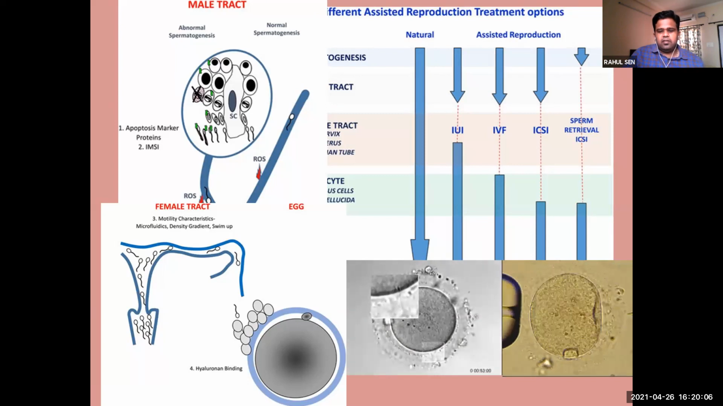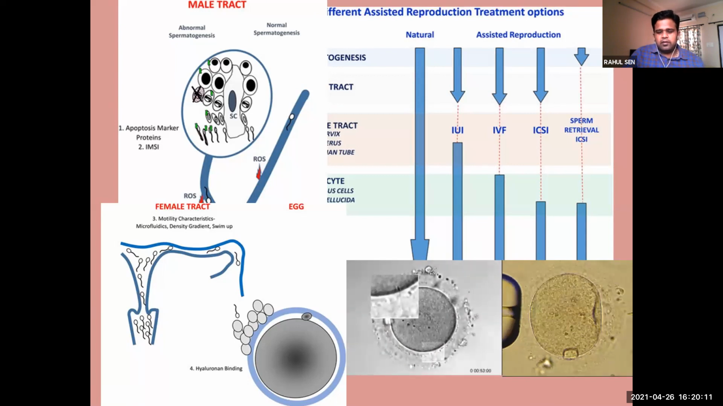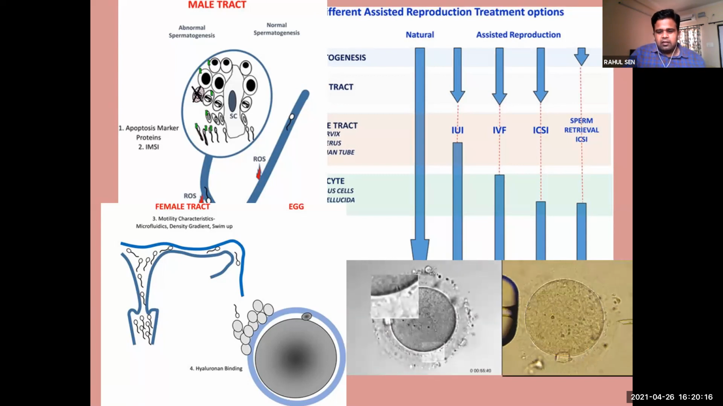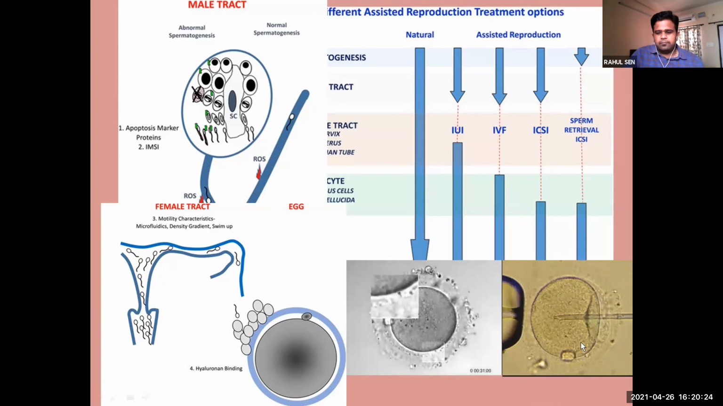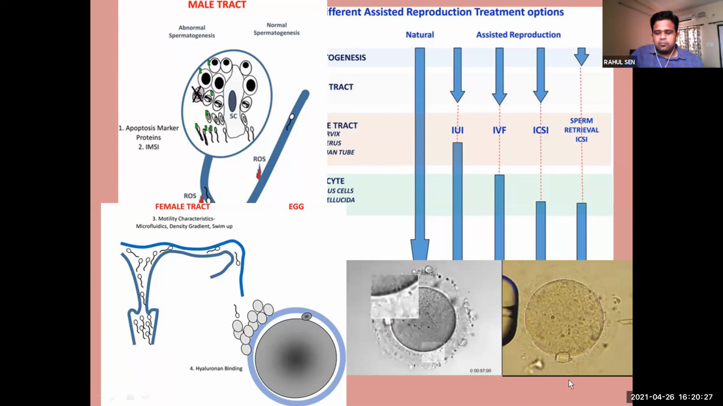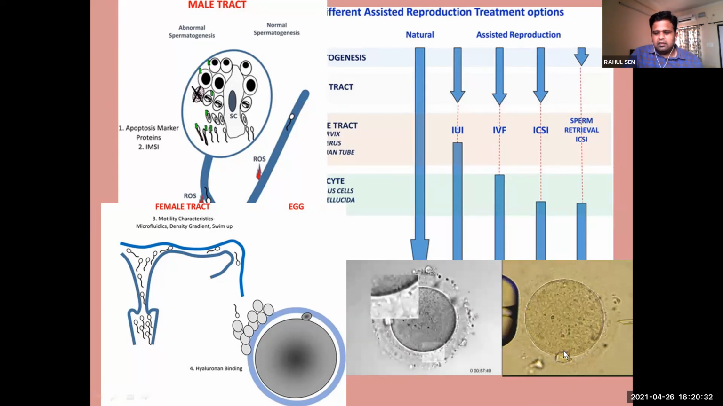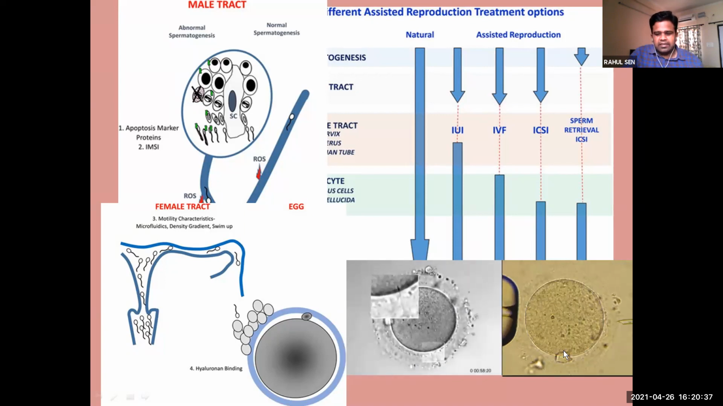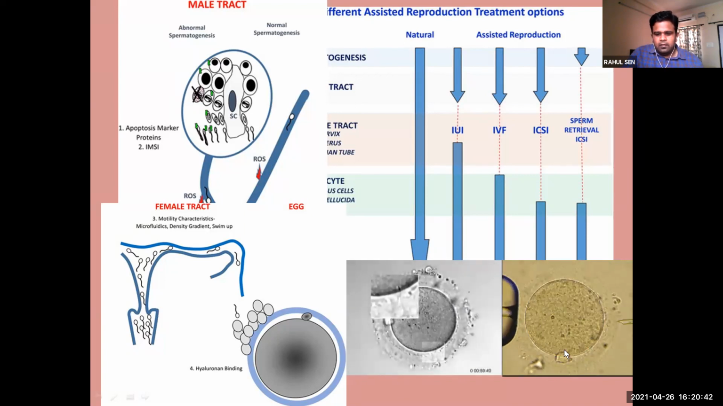In ART, in conventional IVF, a number of spermatozoa are released in the culture media where the oocytes are present, and out of that, only one single spermatozoon has the capability to fertilize an oocyte. And in cases where the sperm doesn't have the ability to fertilize an oocyte, with the help of ICSI, a single good quality, healthy looking, normal morphology sperm is selected and then transferred into the center of the cytoplasm of an egg.